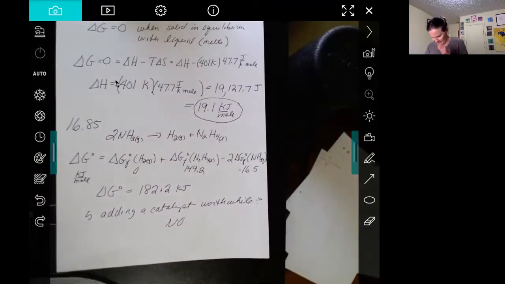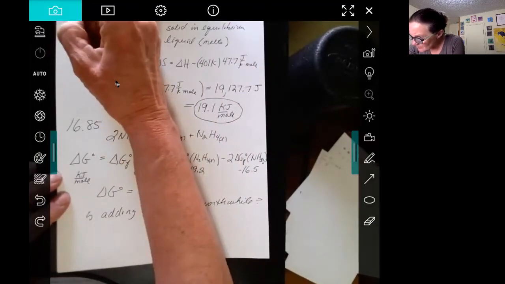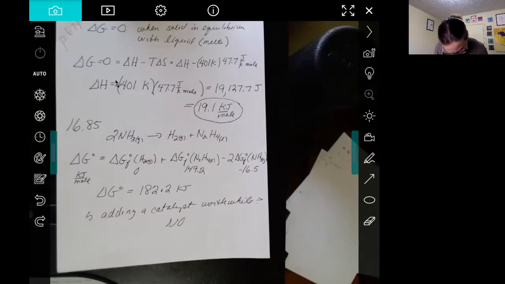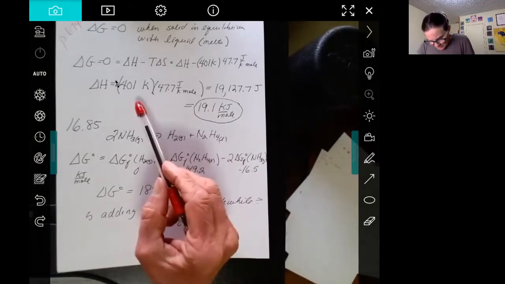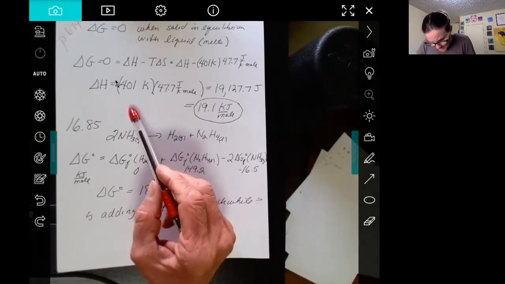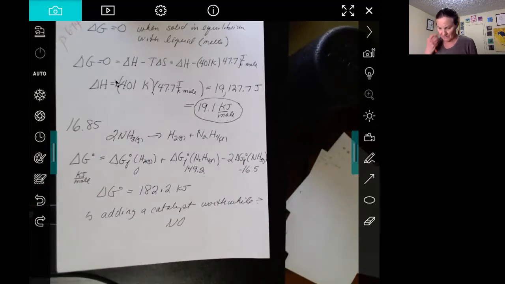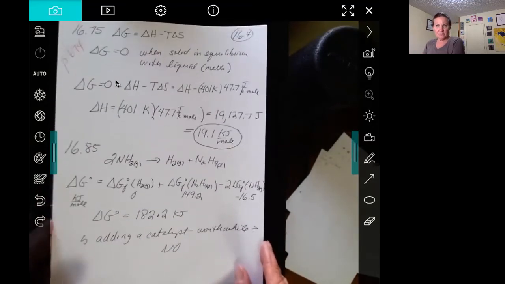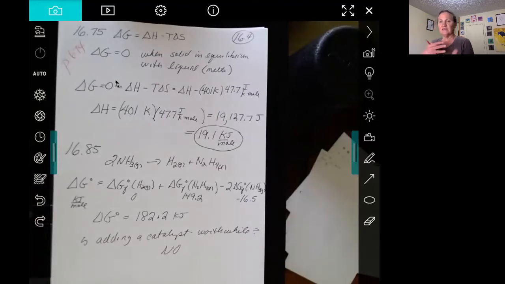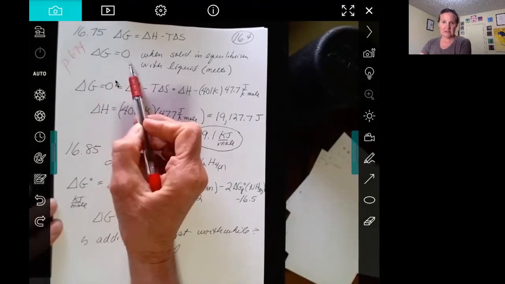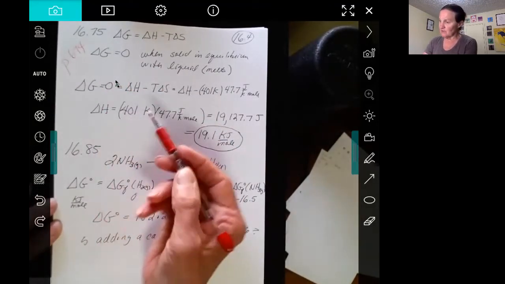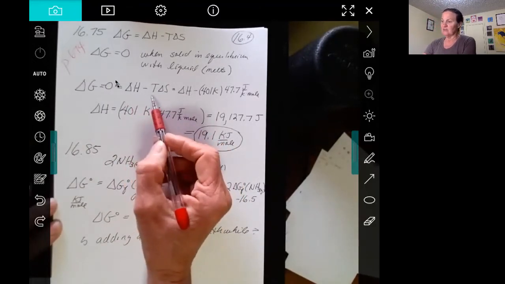Okay, so 75 is on page 674. And 75 gives us the enthalpy of fusion of naphthalene and its melting point, and wants to know the entropy of fusion. When it says it's the melting point, that means the temperature at which the liquid and the solid are in equilibrium with each other. So we know that means it's when delta G equals 0.